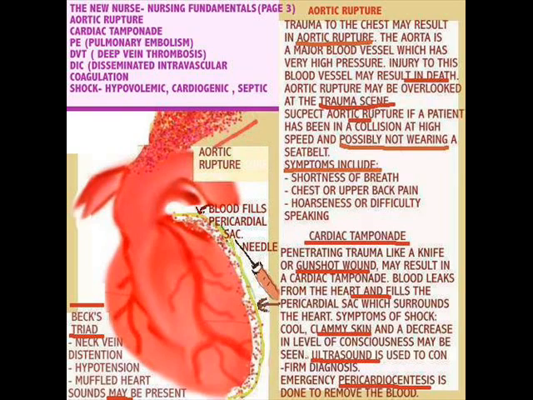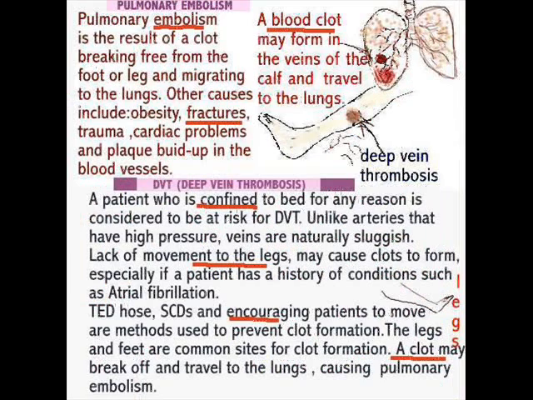Now pulmonary embolus. Pulmonary embolism is the result of a clot breaking free from the foot or leg and migrating to the lungs. Other causes could be things like fractures, obesity, trauma, cardiac problems, and plaque buildup in the blood vessels. A patient who's confined to bed, unfortunately, is at risk for deep vein thrombosis. Sluggish circulation in the legs, with the patient not moving their legs a lot, can lead to it.